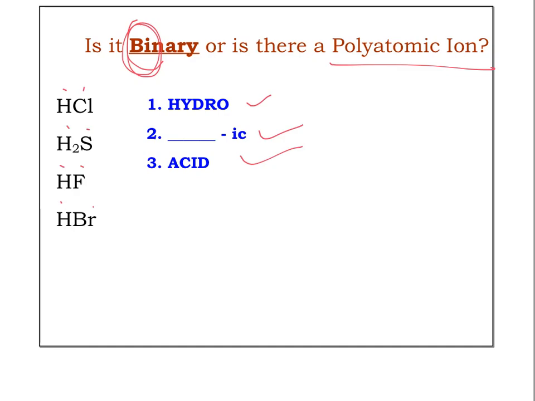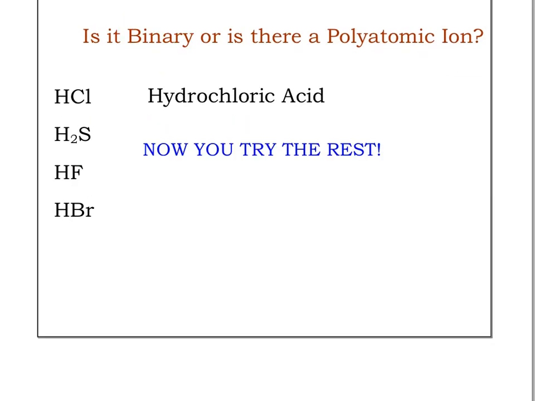Let's see what that looks like. So the very first one you may have heard of before, hydrochloric acid. So we have hydro, and then we take chlorine and call it chlor. We add ic to the end instead of chlorine, so it's hydrochloric acid. Now let's see if you could try the next one.